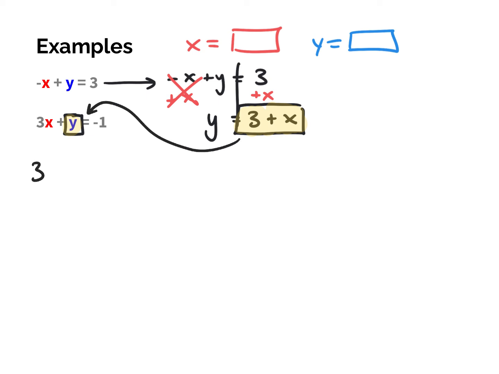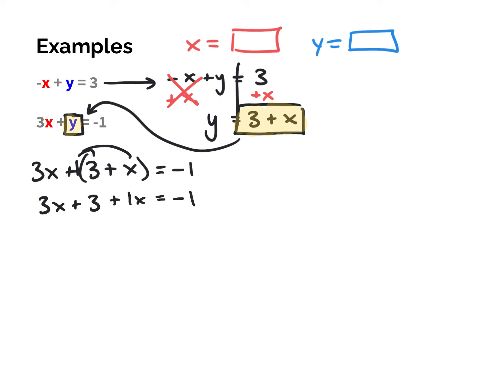To do that, I would have 3x plus, now instead of y, I'm going to write 3 plus x. If you want to, you can get used to putting parentheses around that. In this case, since there is no number in front of y, no coefficient, it doesn't really make a difference. It would make a difference, however, if that was a minus sign. Technically there is a 1 in front, so if I distribute that 1, it's not going to change anything. I'll have 3x, and then 1 times 3 is 3, and 1 times x is 1x, and that would equal negative 1.